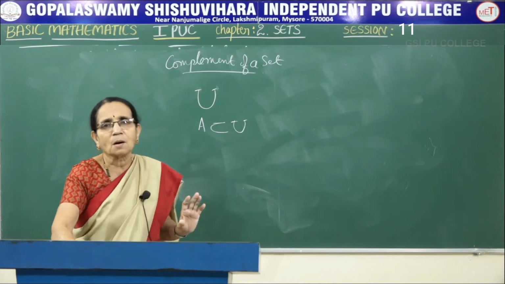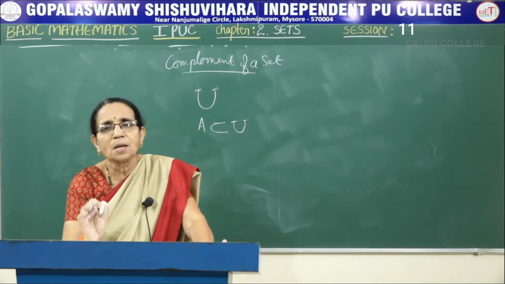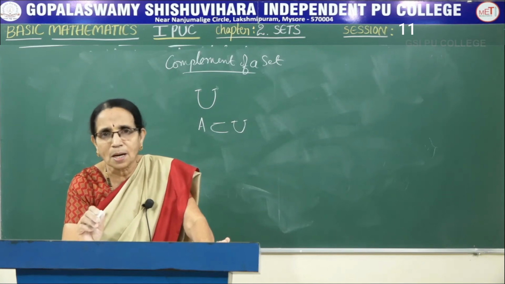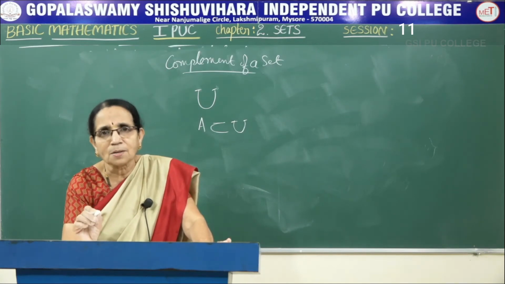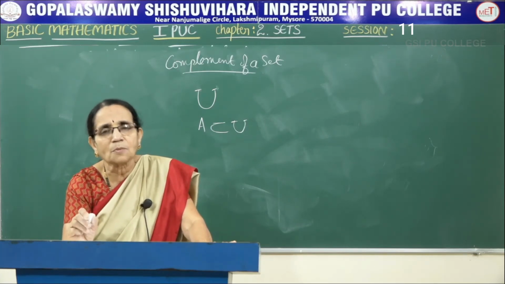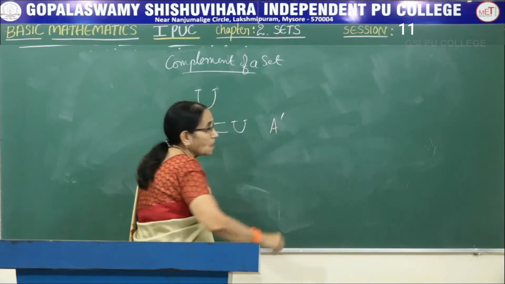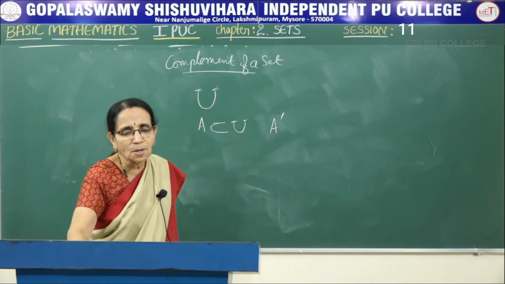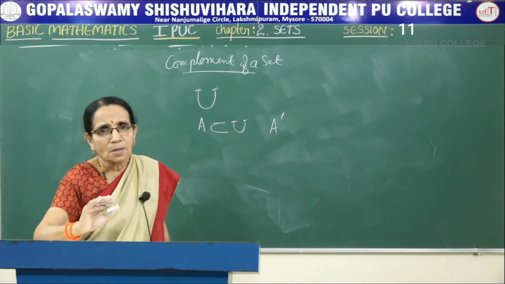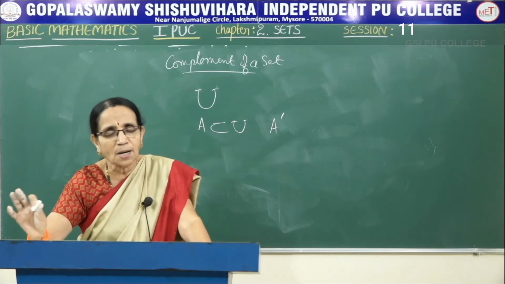So how do you define the complement? The complement: let U be a universal set, A be a subset of U, then the set of elements which belong to U but not to the set A is called the complement of the set A, and it is denoted by A dash. A dash means it is a complement. So how do you say it? Usually the definition is asked, so you have to write it like this.